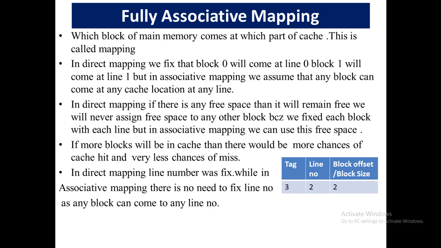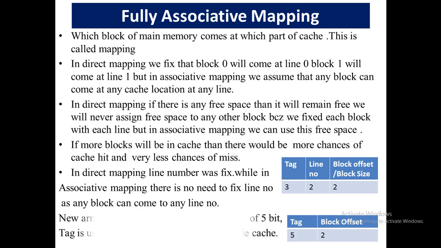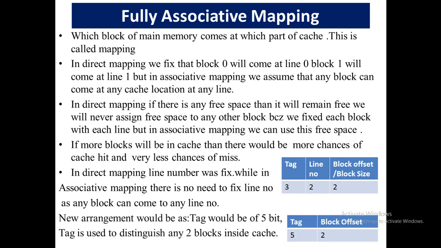So in direct mapping, the line number was fixed, while in associative mapping there is no need to fix the line. Any block can come at any line number. So there is no need of line number because these are not fixed. So the new arrangement would be like that. In the same 128 word scenario, the tag would be of 5 bits because they assemble the tag and the line number, while the block offset will be shown by 2 bits. So the total is 7 bits. So the new arrangement would be as: tag of 5 bits.